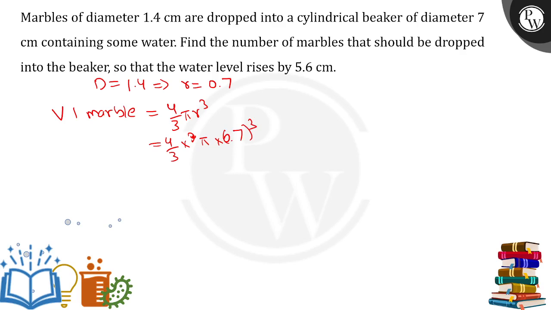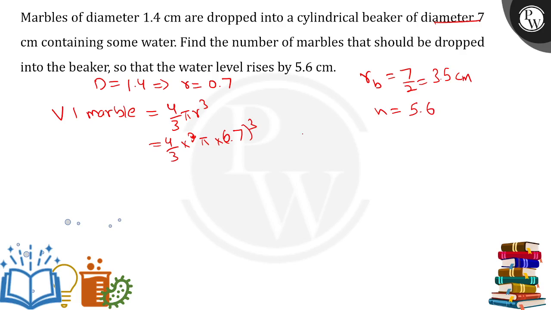Now let's talk about the beaker itself. So the beaker is having the diameter of what? Beaker diameter is 7. So radius of the beaker will be 7 by 2, that is 3.5 centimeter. Height is given to us as 5.6, if this is the level of rise in the beaker.